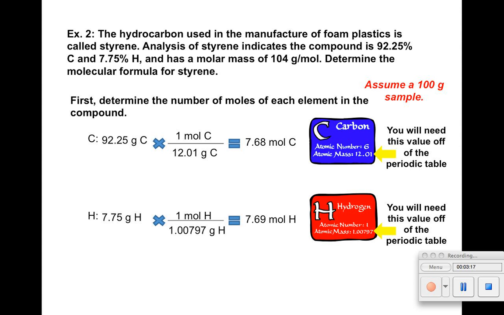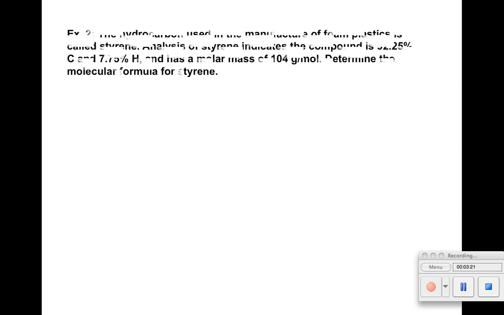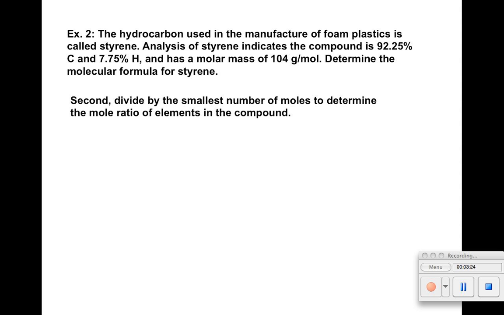Next, we are going to have to divide by the smallest number of moles to determine the mole ratio of the elements in the compound. So let's look at carbon and hydrogen again separately. For carbon, when we looked at the previous slide, we had 7.68 moles of carbon and we had 7.69 moles of hydrogen. So what we're going to do is divide the moles of carbon by the moles of carbon. That is the least whole number ratio. When we do that, we get 1 carbon atom.